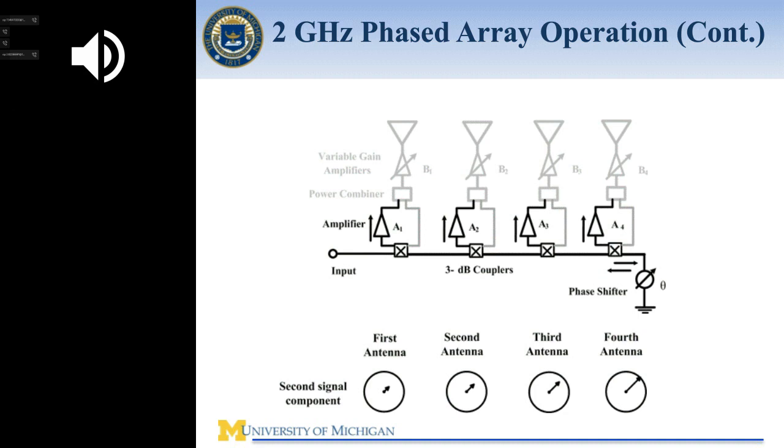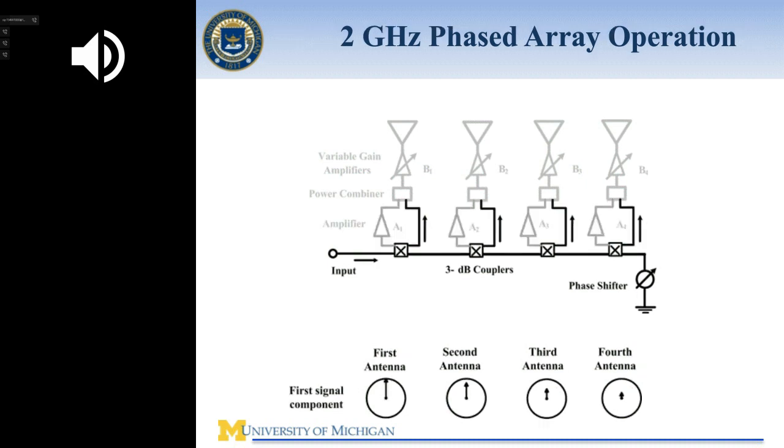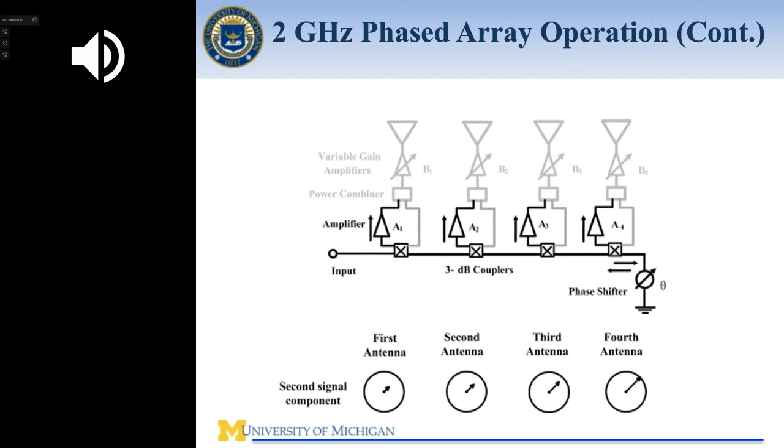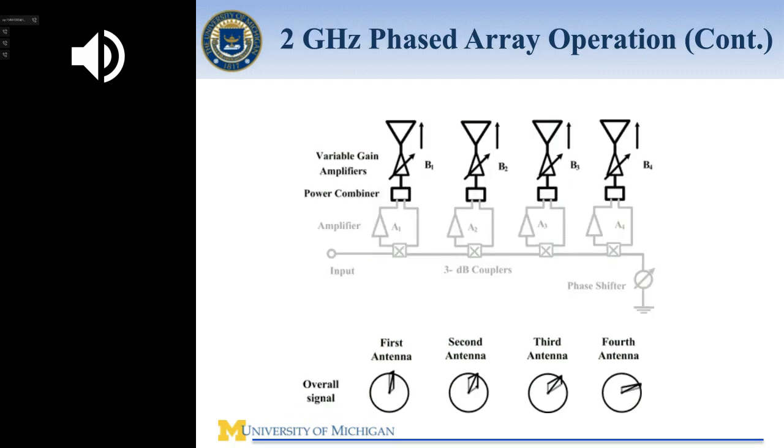And if you vectorially sum the signals injected into the first antenna as it travels from left to right and right to left, and subsequently second antenna, third antenna, fourth antenna, then you know that the signal amplitudes will be the same, only the phase progression across the array changes. And the phase progression change is a function of phase shifter phase. So using a single phase shifter, therefore, you can adjust the change of phase across the array and therefore achieve beam steering.